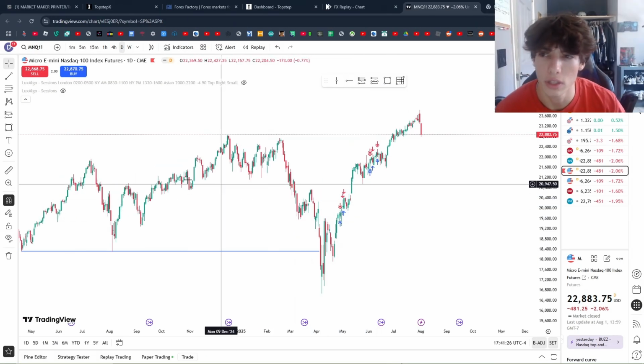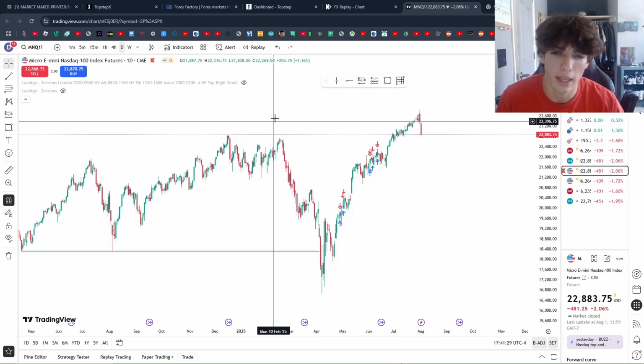All right, so zooming back out to the daily, what do we have here? This kind of looks a little bit like a market maker model.